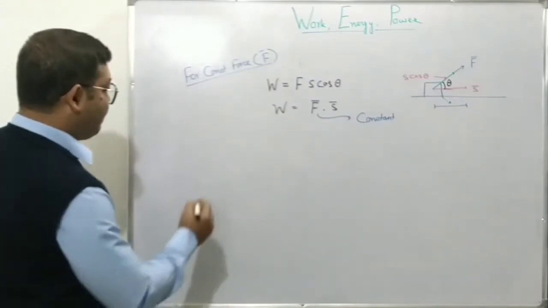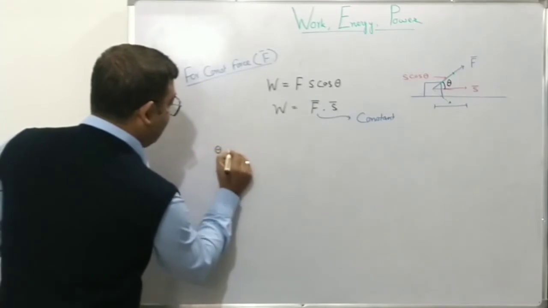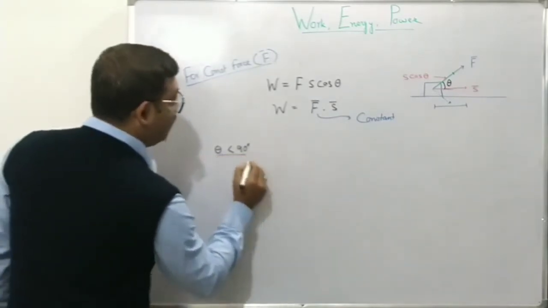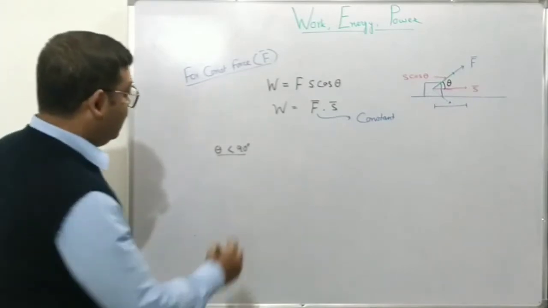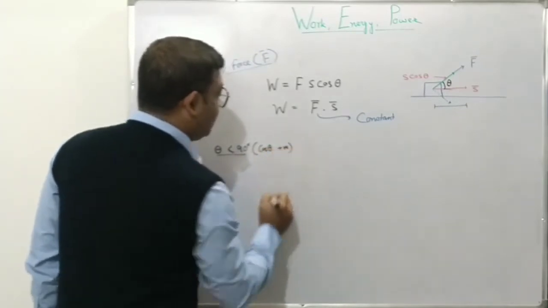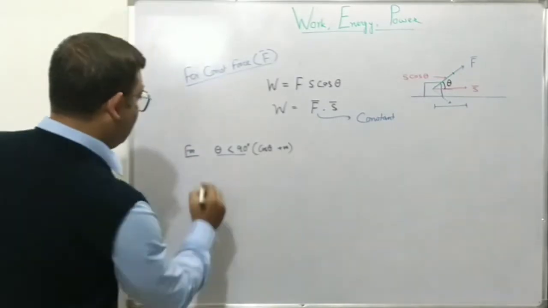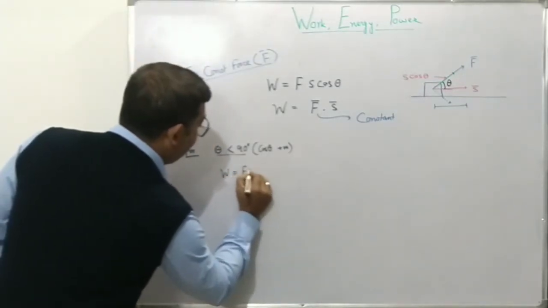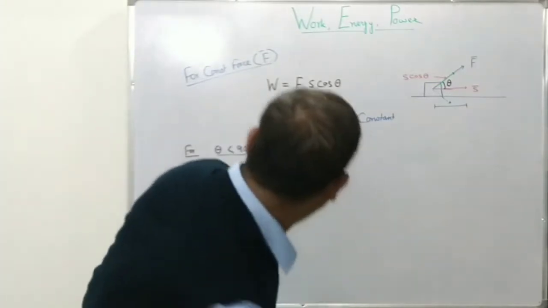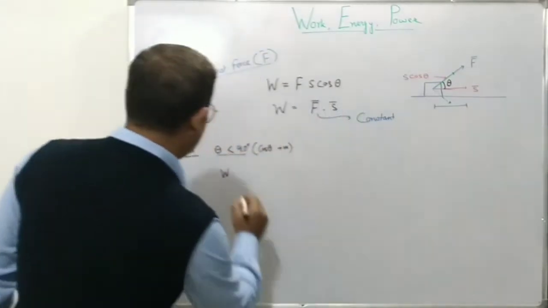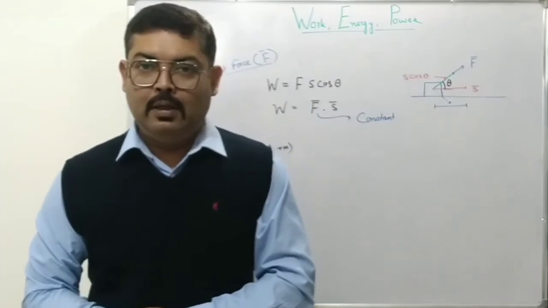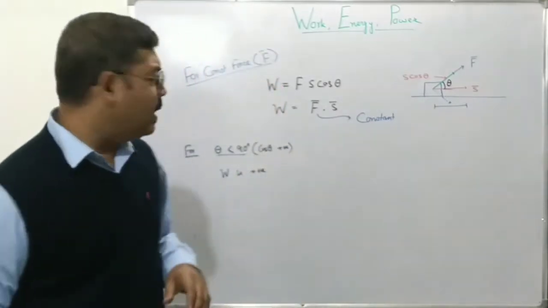So if we say that for theta less than 90 degrees, that is to say we have an acute angle between force and displacement, then cos theta will be positive. First quadrant, cos theta is positive, right? So the work done will be equal to F s cos theta, which will be positive. So we can simply say that work done is positive. This is the case when the applied force accelerates the body, or when the applied force displaces the body.